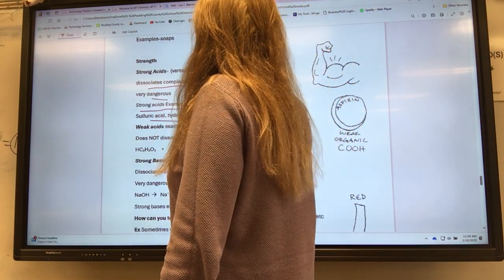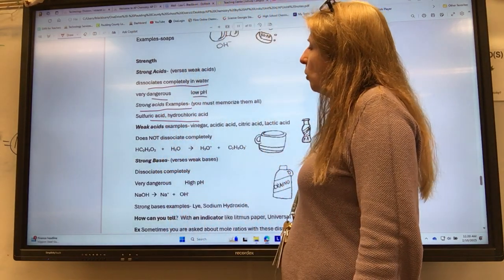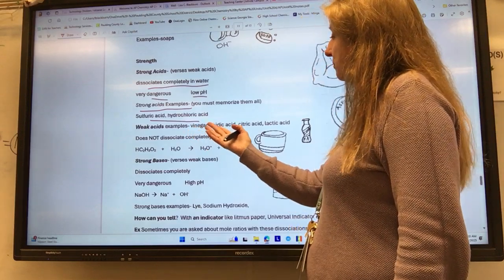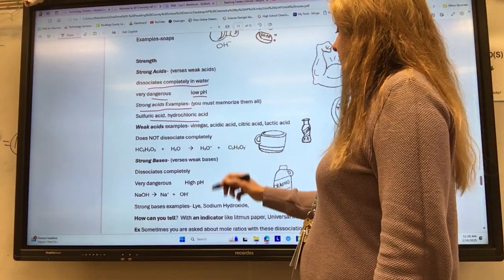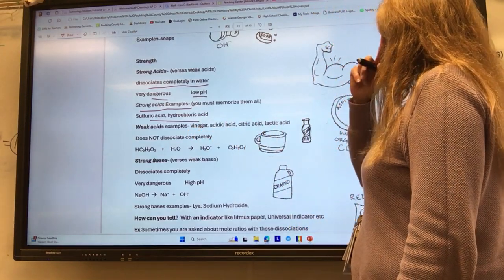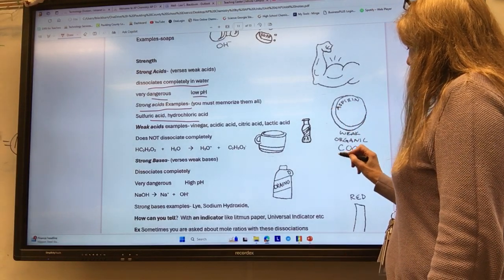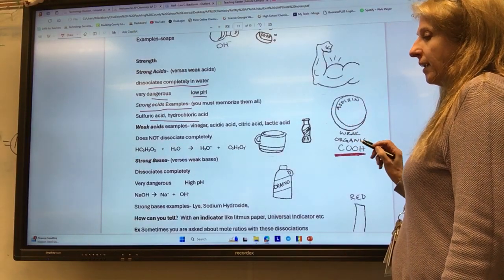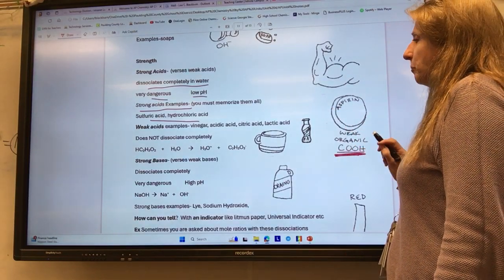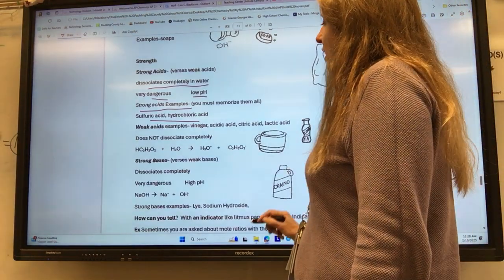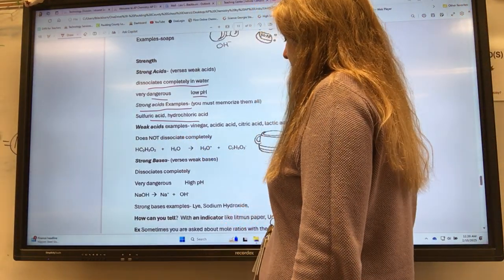The examples are sulfuric acid and hydrochloric. Weak acids are things that a lot of us eat, like vinegar. Acetic acid is the acid in vinegar. Citric acid, lactic acid. Also, you're going to need to know for the other test, the organic acids are weak and they have COOH in them, but that's not on this test. They do not dissociate completely.